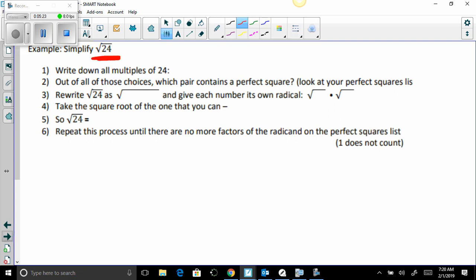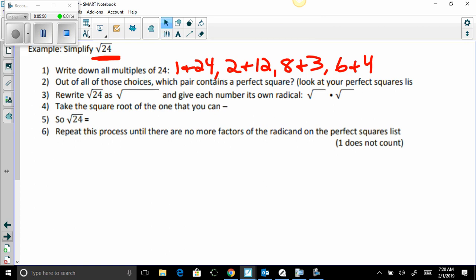Alright, square root of 24. 24 is not a perfect square. There is no number times itself that's going to give me 24. So we need to write down all the multiples of 24 and see which one has a perfect square. 1 and 24, 2 and 12, 8 and 3, 6 and 4. Am I missing any there? I think those seem to be all the multiples of 24. Now, step 2, out of all those choices, which pair contains a perfect square? Very good. This is your perfect square.